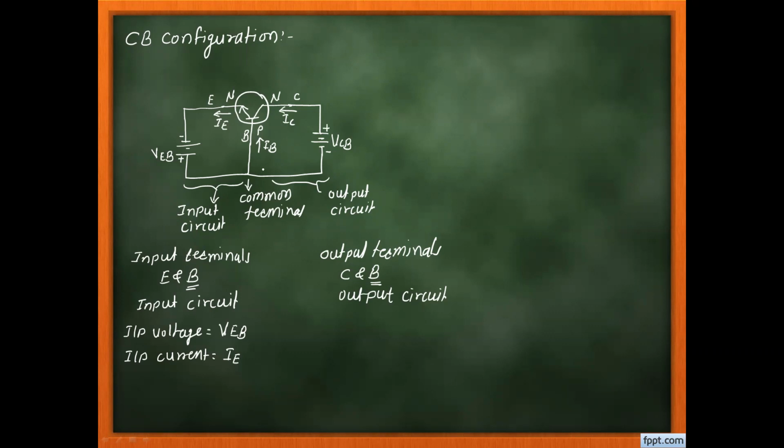Get my point? Similarly, the voltage between the output circuit terminals is called the output circuit voltage. We call it VCB. And the output circuit current is the current flowing in the output circuit. Which current is flowing in that output circuit? It's IC. Get my point? Because IB is common.